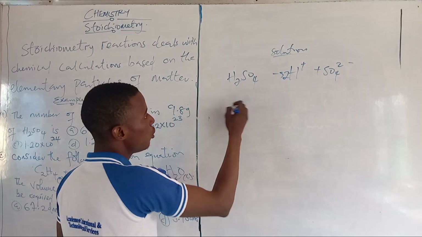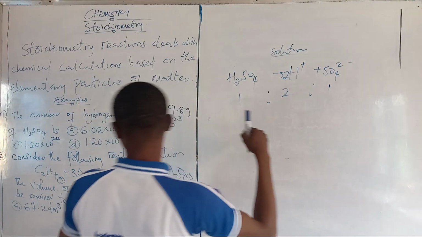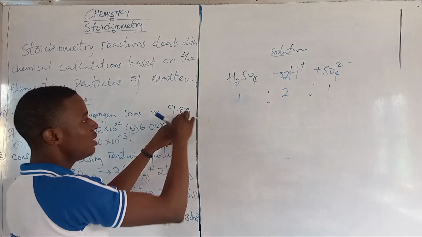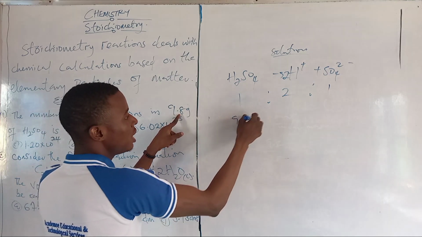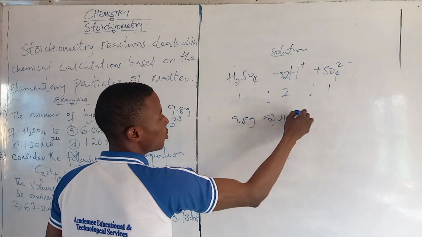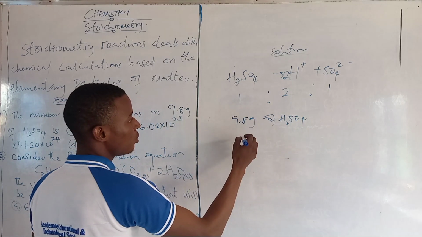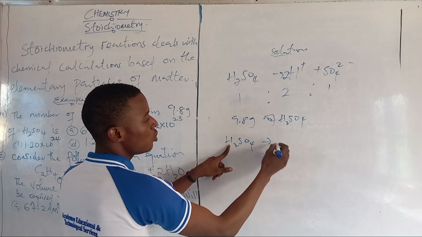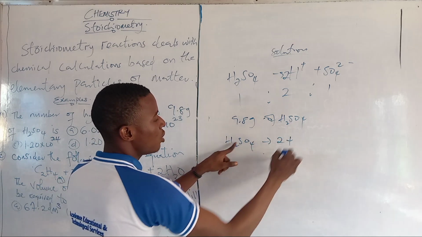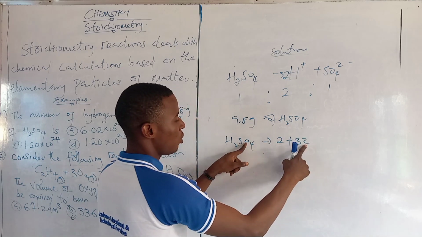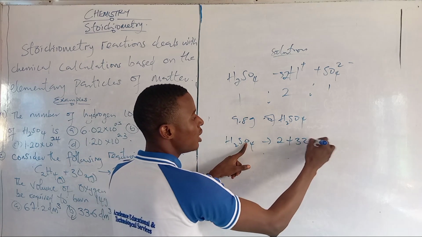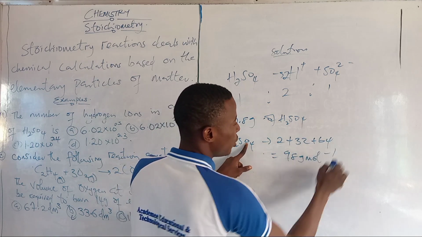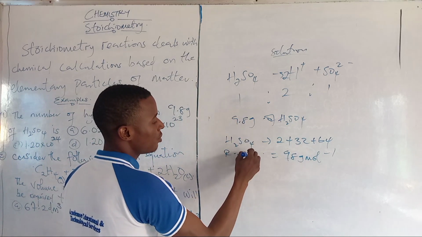According to this equation, the mole ratio is 1:2:1. But from the equation, how do you get the mole of H2SO4? From the parameter given, 9.8 grams of H2SO4, but mind you, calculate the RMM of H2SO4. Hydrogen is 1 times 2, which is 2. Sulfur is 32, 32 times 1 is 32. Oxygen is 16, 16 times 4 is 64. If you add all this together, it gives us 98 grams per mole. That's the RMM of H2SO4.